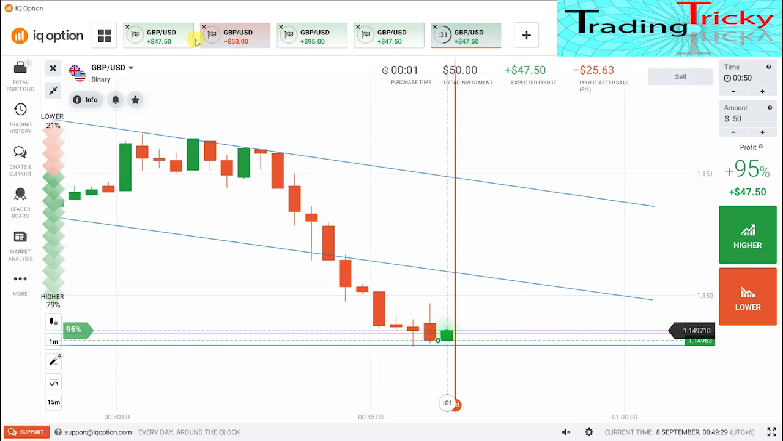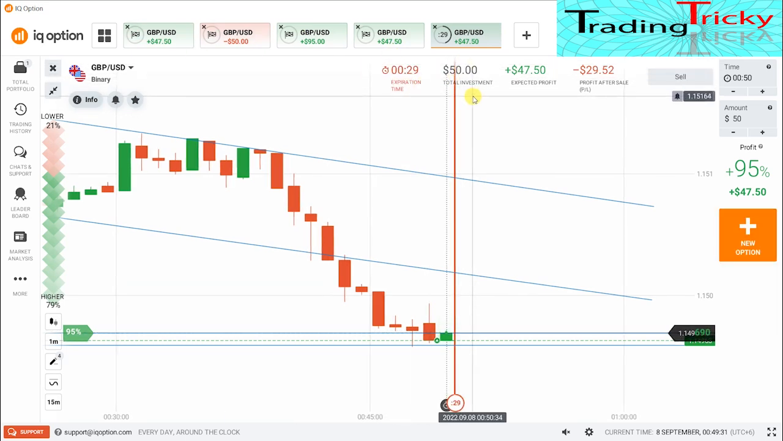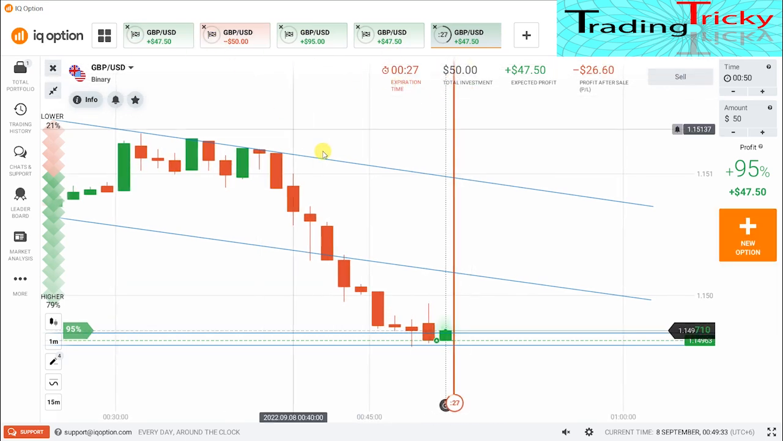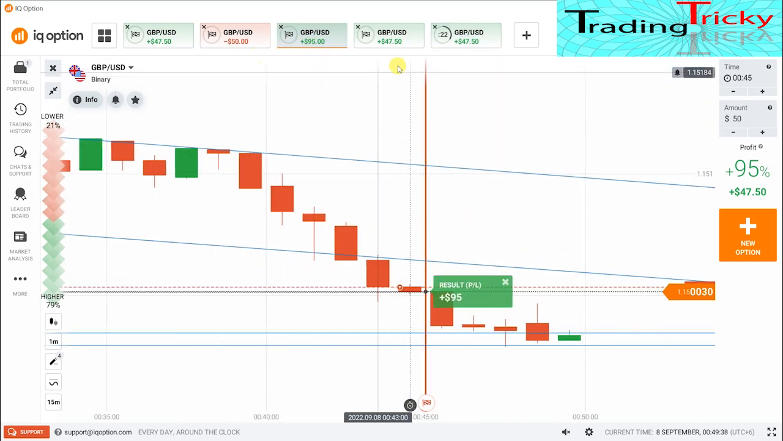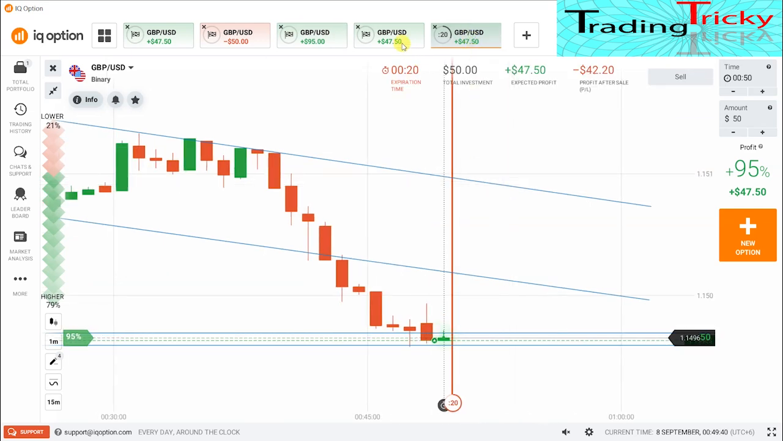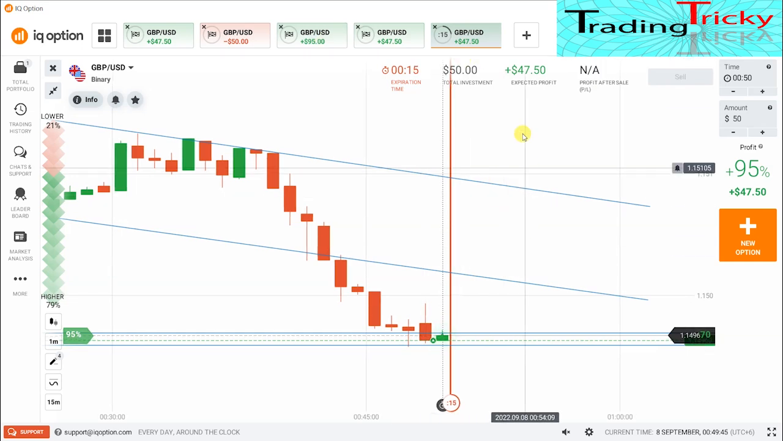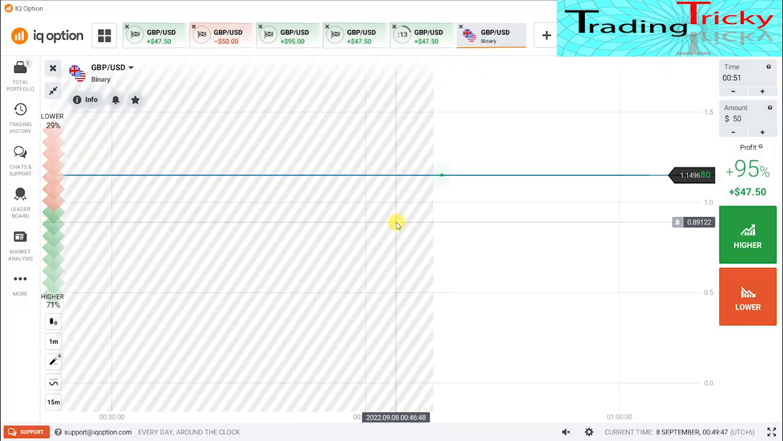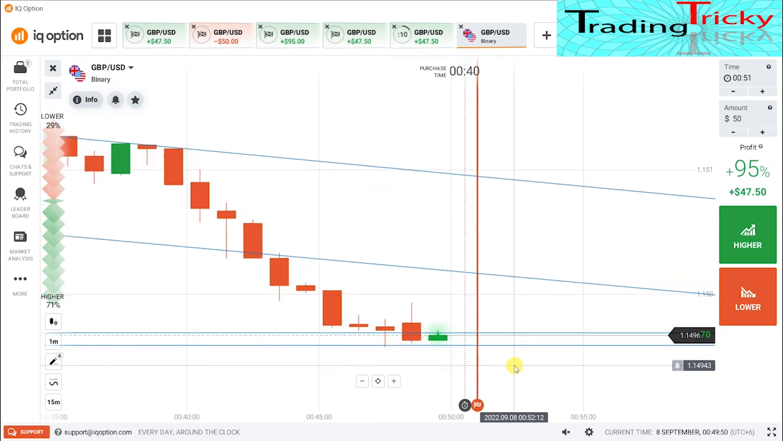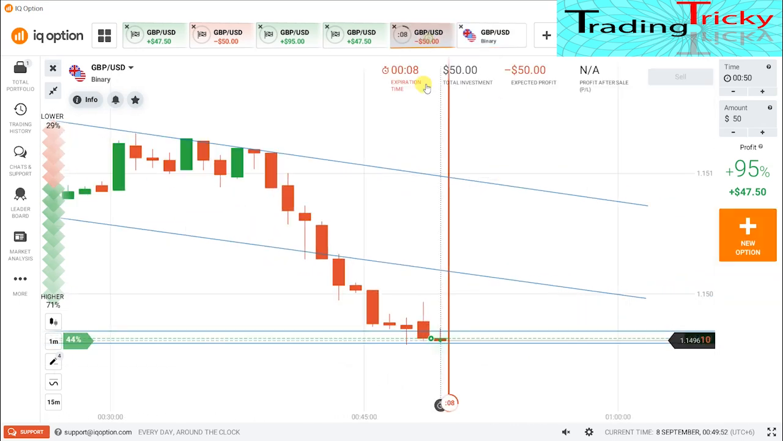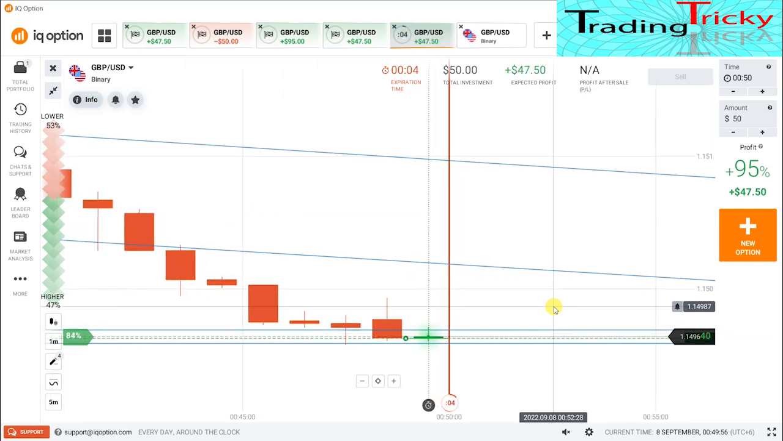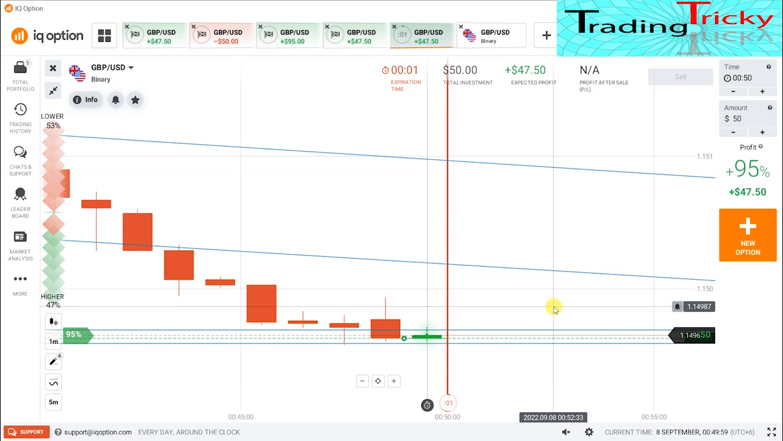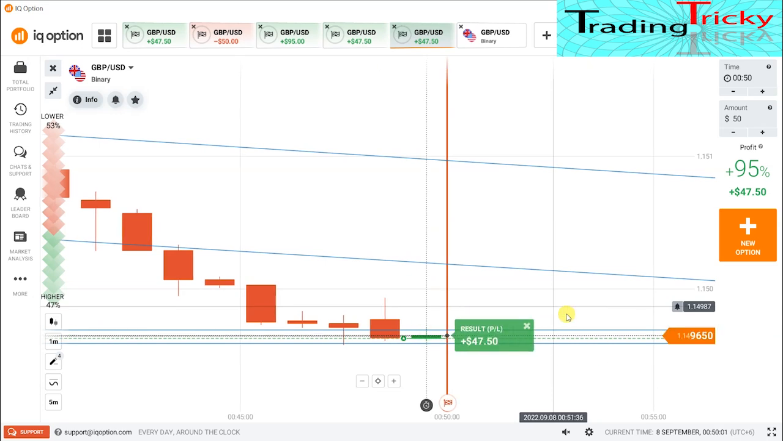So till now I have placed 5 trades. One is running and one is a losing trade, but here I have recovered the loss because I have placed a double trade. So total 6 trades, because here is double. The last one is running. Still we have 10 seconds. Okay, at the end, let's see. Yes. Okay, so finally I have won the trade.